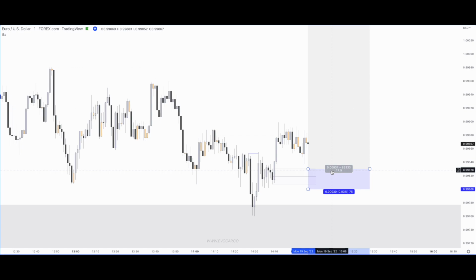So, in which case that would increase the probability of this zone even more, because it has inducement in front of it. Now, don't worry if you're not familiar with any of these terms that I'm going on about: inducement, supply and demand, and liquidity, and all of that good stuff.